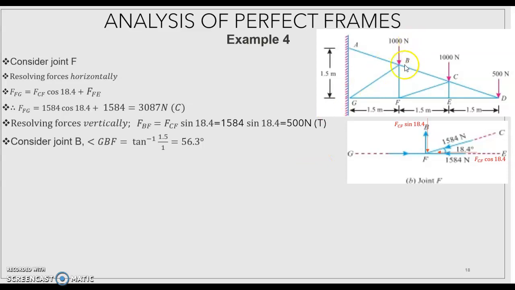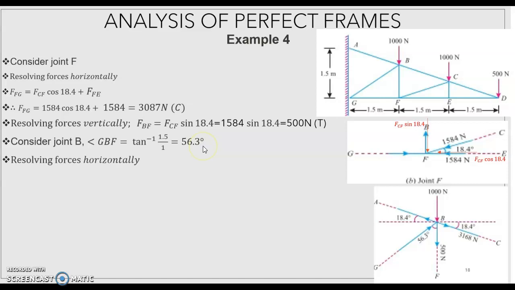Then consider the joint B. Here we need the slope angle of member BG. So the angle GBF, we take as theta, and then tan theta is equal to opposite side 1.5 by the height 1 meter. This is tan inverse of 1.5 by 1, that is 56.3 degrees.